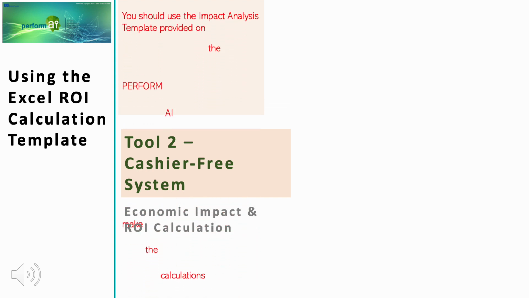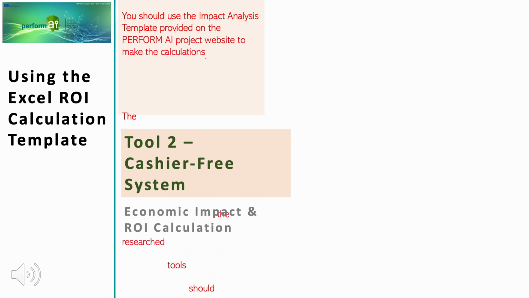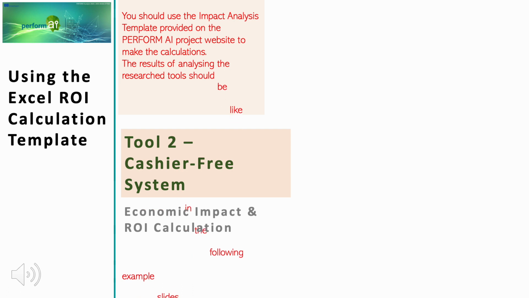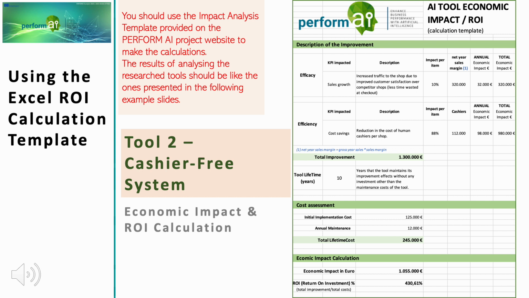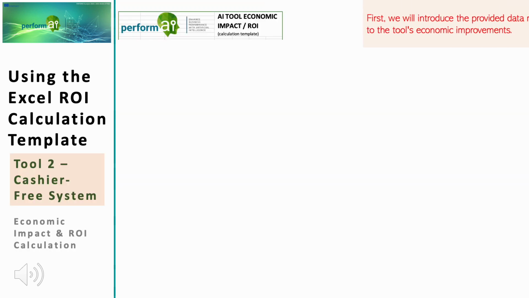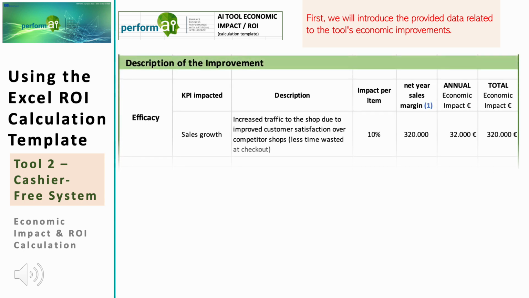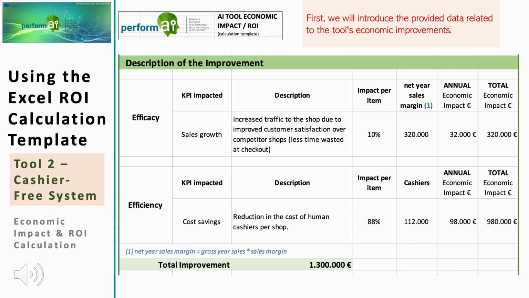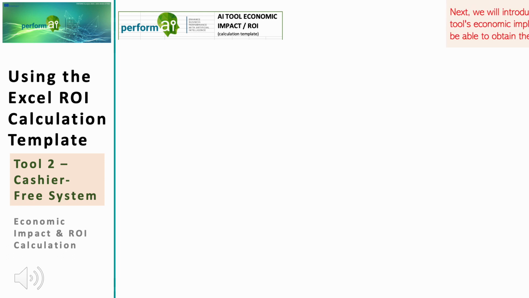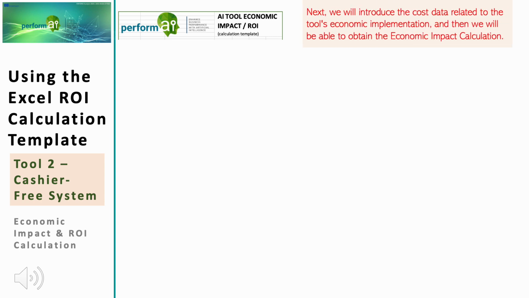You should use the impact analysis template provided on the PERFORM AI project website to make the calculations. The results of analyzing the research tools should look like the ones presented in the following example slides. First, we will introduce the provided data related to the tool's economic improvements. Next, we will introduce the cost data related to the tool's economic implementation, and then we will be able to obtain the economic impact calculation.